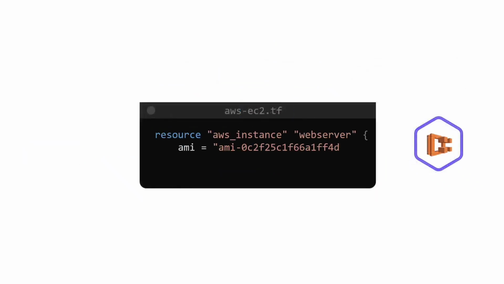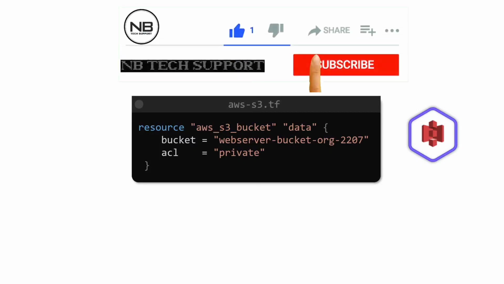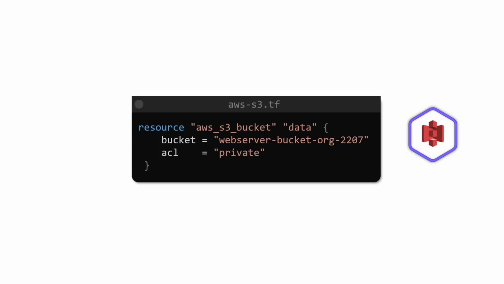Here is an example of a resource file created for provisioning an AWS EC2 instance. The resource type is aws_instance. We name the resource webserver, and the arguments that we have used here are the AMI ID and the instance type. Here is another example of a resource file used to create an AWS S3 bucket. The resource type in this case is aws_s3_bucket. The resource name that we have chosen is data, and the arguments that we have provided are the bucket name and the ACL. A simple Terraform workflow consists of 4 steps.